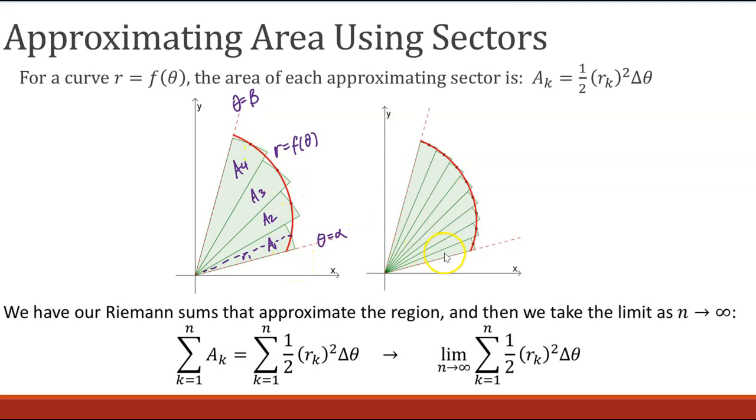But if we increase the number of sectors that we use, so here in this first picture we're using 4, and then now we're doubling it to 8 sectors, we can see that we have a better approximation with less error. So we have our Riemann sums that approximate the region. That's a finite number, n, of sectors. And if we take the limit as n approaches infinity, so if we increase the number of sectors and head towards infinity, then we're going to get to an integral that finds the exact area that we are looking for between two angles given a polar curve.